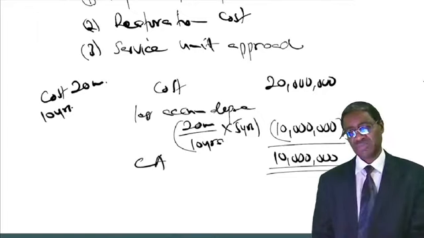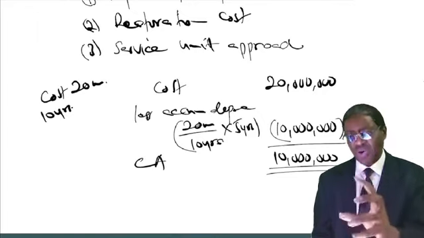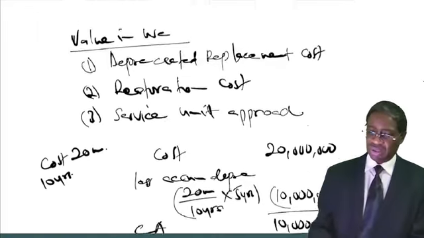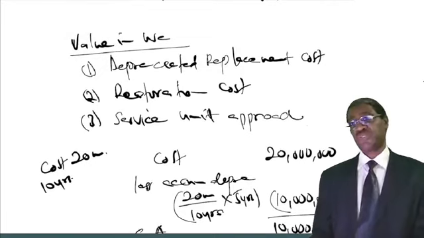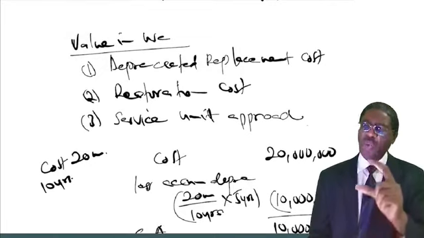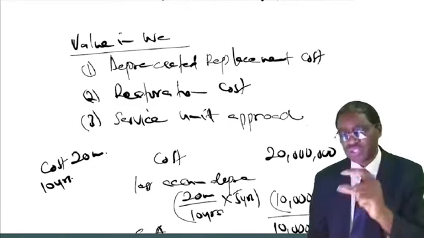If you are using the depreciated replacement cost method, then the first thing you have to find out is the replacement cost of this asset.